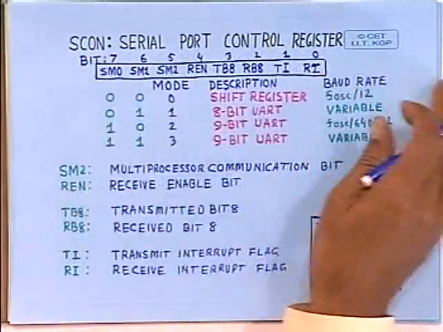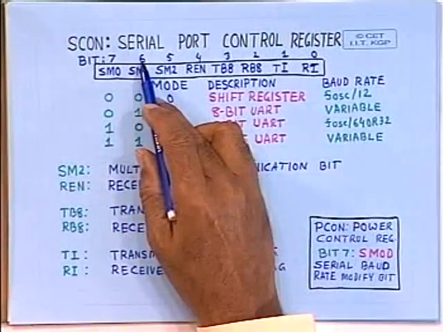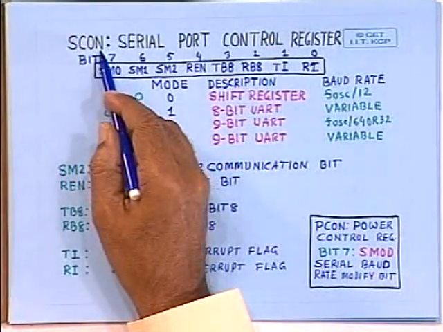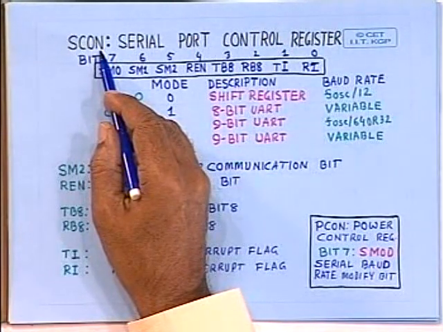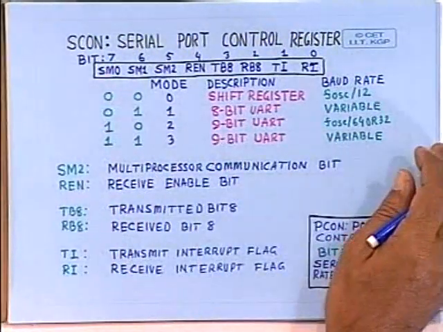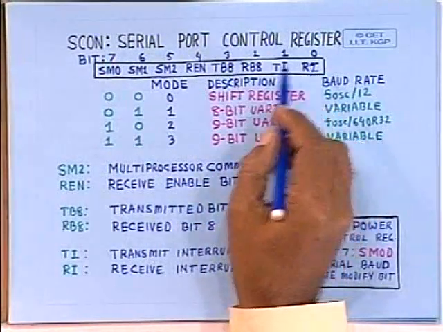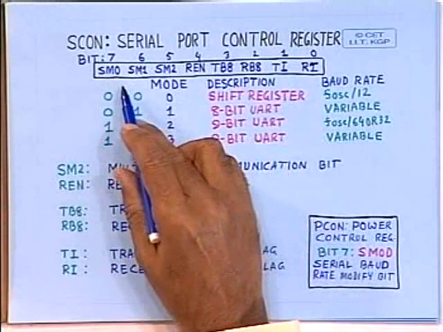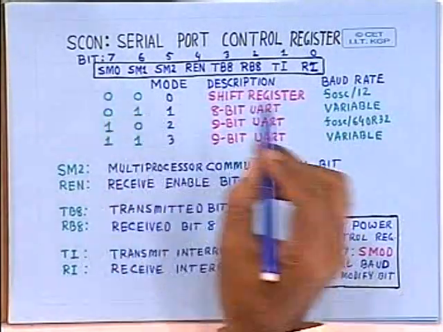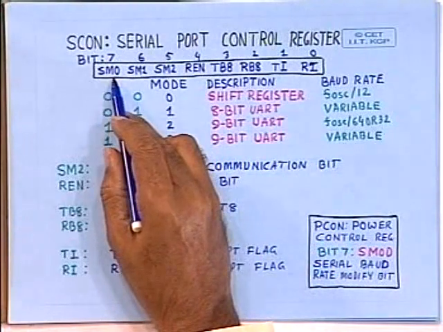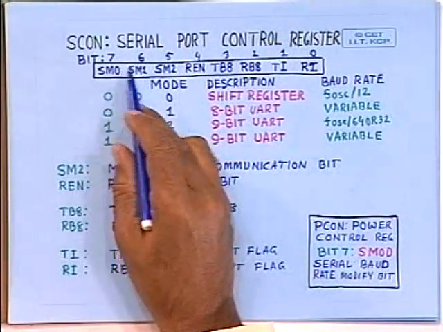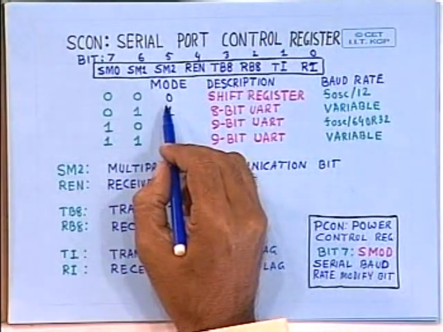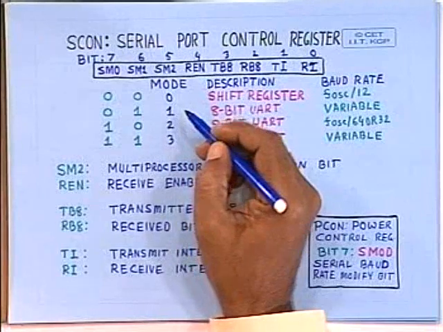This SCON register, which is known as the serial port control register, is one of the special function registers which can be accessed like any other register, and it has 8 bits, 0 to 7. Here are the different bits, starting from 0 to 7, shown here. These two bits, SM0 and SM1, bits 6 and 7, are used to decide the mode of operation. That means, as I told, it can be configured in 4 different modes.